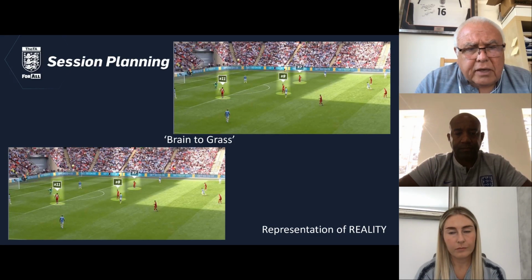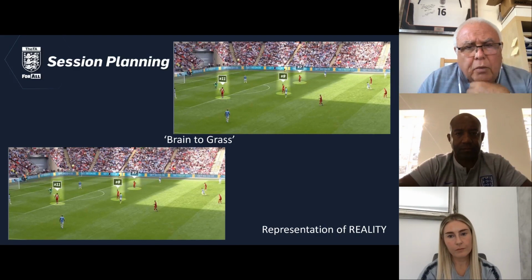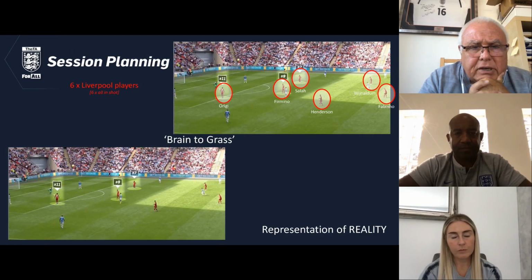So on the top picture there, it's the same screenshot, but we're going to identify the key Liverpool players in the practice. So there's going to be 6 of them in our practice, and down below, there's going to be 9 Manchester City players.